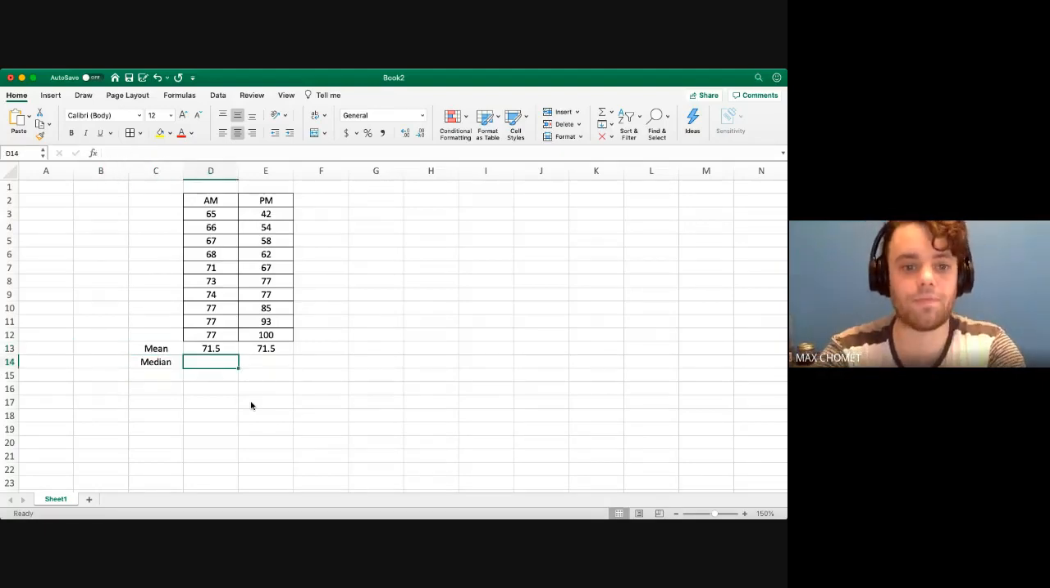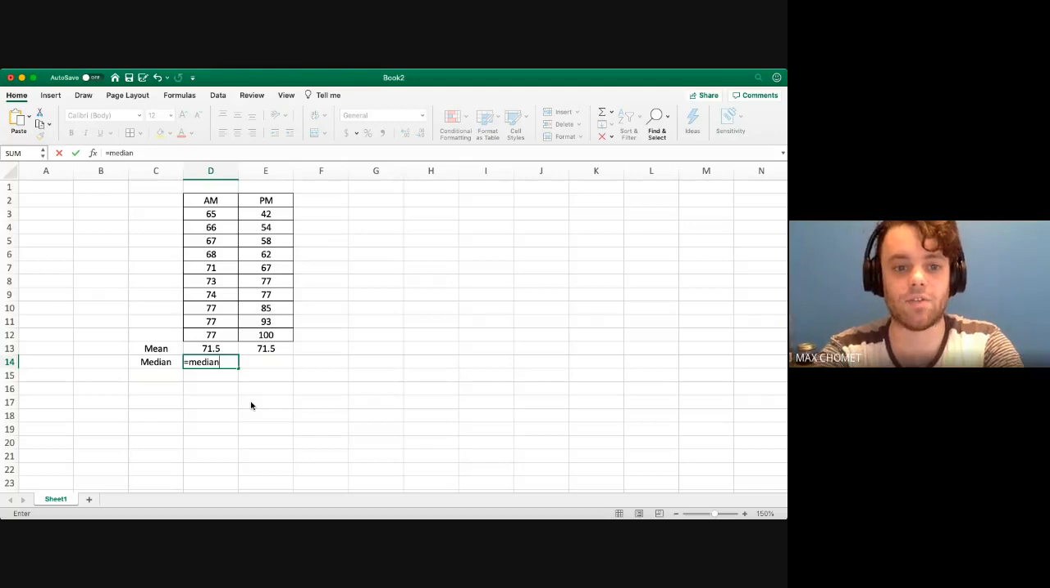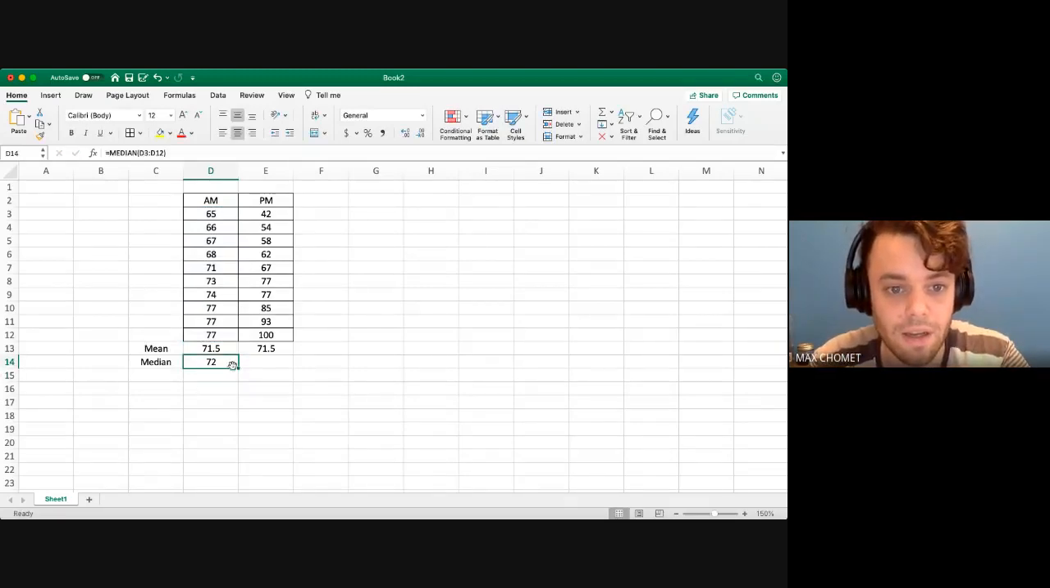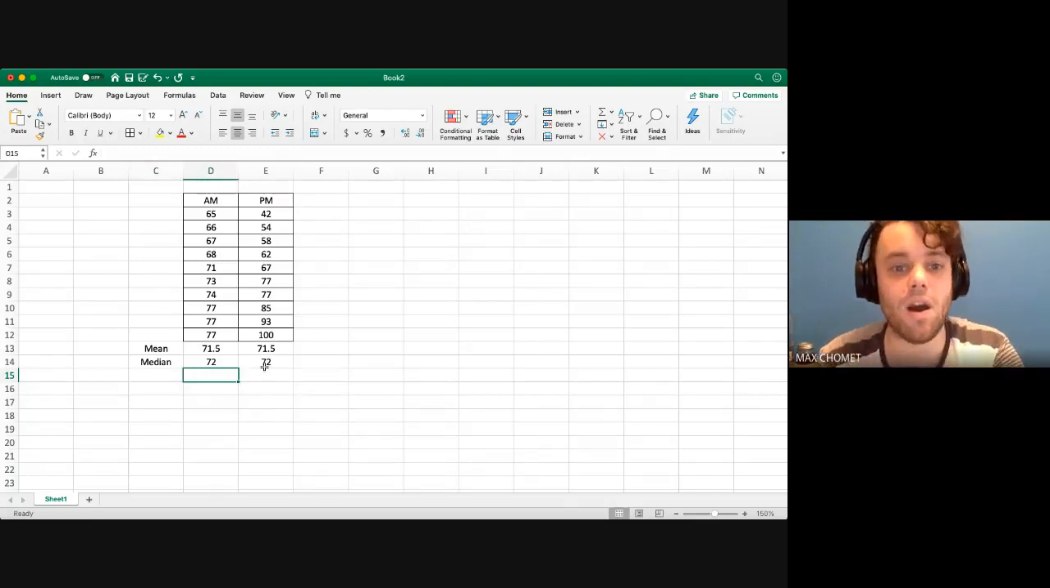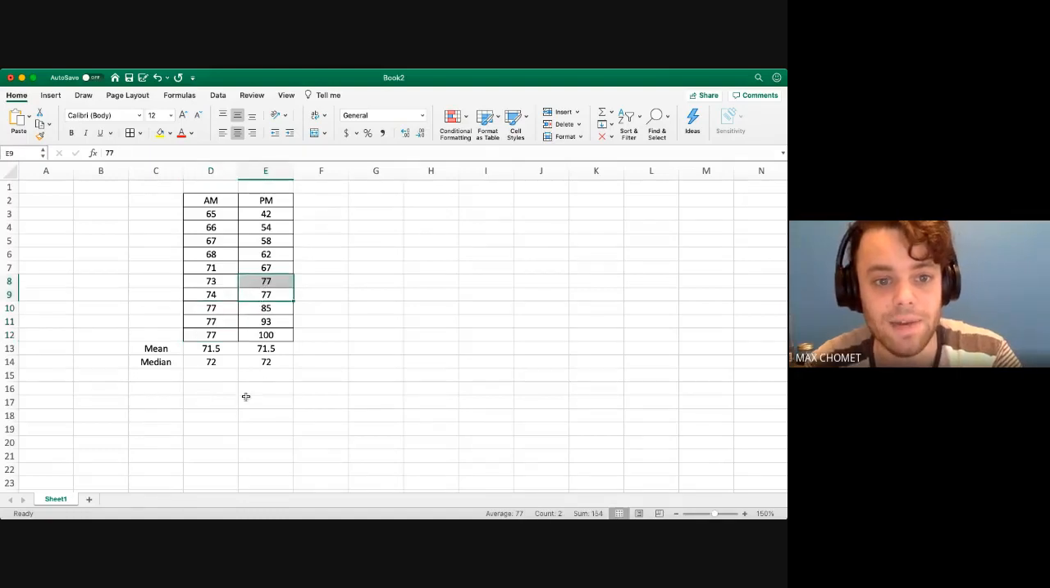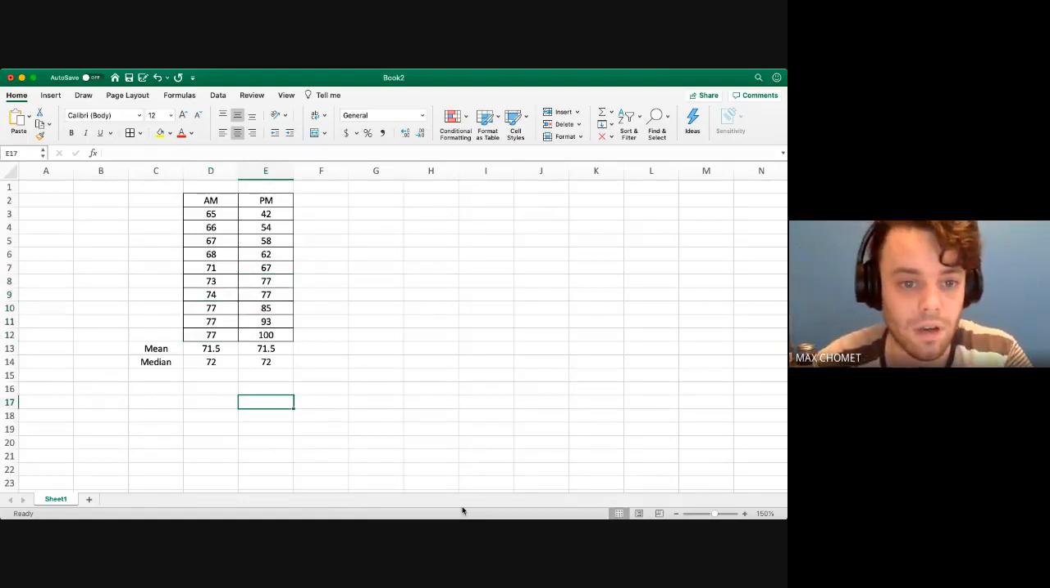For the median, equals MEDIAN is the function for median. You can open up the parentheses, select all the numbers that you want to find the median of, and the median is 72. Now I can type that in again, but I'm actually going to copy and paste my formula. This works because it's all lined up. It's the same relationship. Okay. And then the mode, we can just see what the mode is. The most commonly occurring number is 77 here and 77 here. The mean, median, and mode are actually all the same. So if we are describing just the middle of these data, the middle is the exact same.